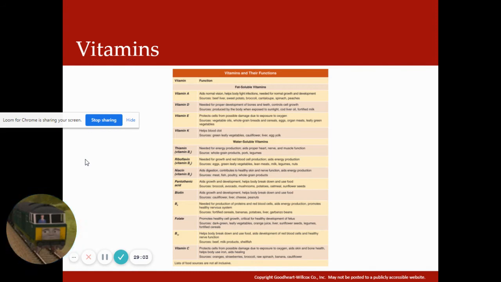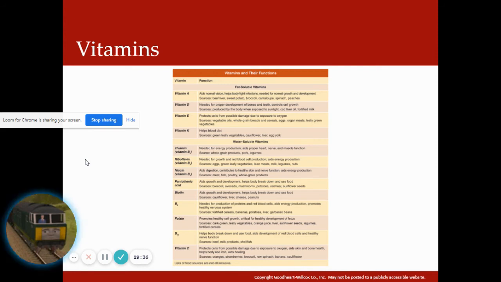Biotin aids growth and development and helps the body break down and use food. Sources: cauliflower, liver, cheese, and peanuts. B6 is needed for production of proteins and red blood cells, aids energy production, and promotes a healthy nervous system. Sources: fortified cereals, bananas, potatoes, and garbanzo beans.